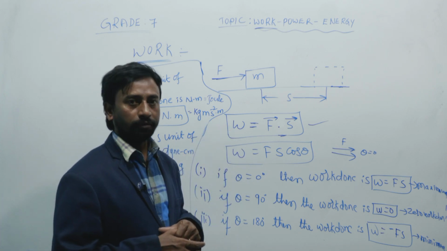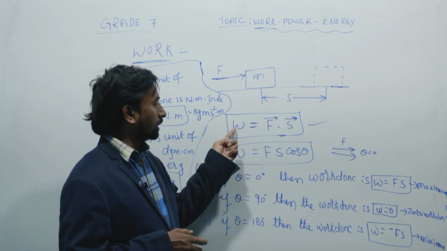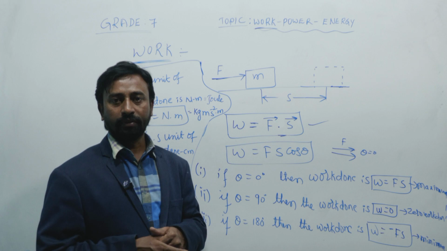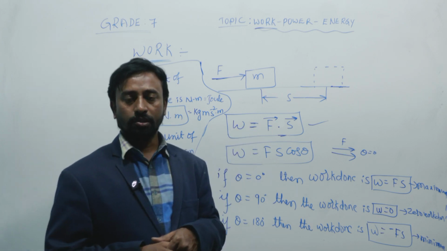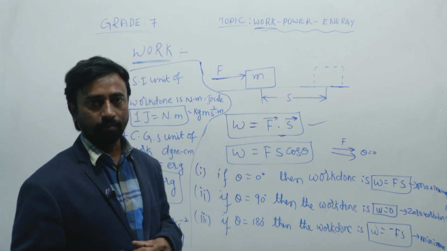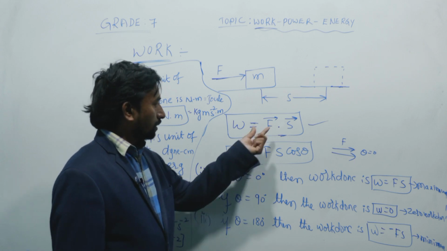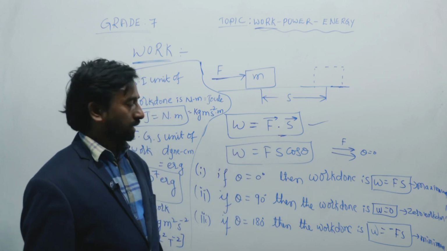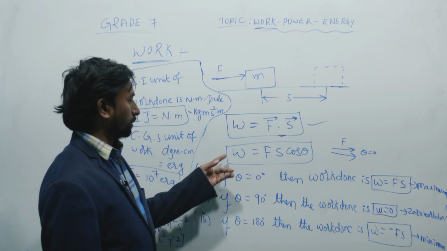If it is a product of force and displacement, we can write W is equal to F bar dot S bar, which is the dot product. In vectors we have learned that the dot product of two vectors gives a scalar: Fs cos theta. So W is equal to Fs cos theta.